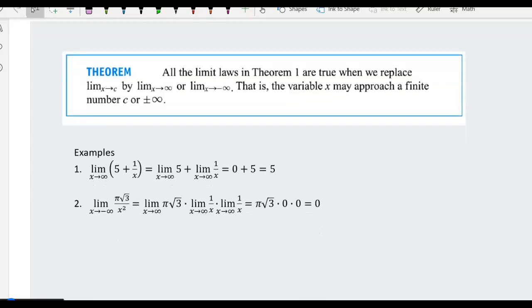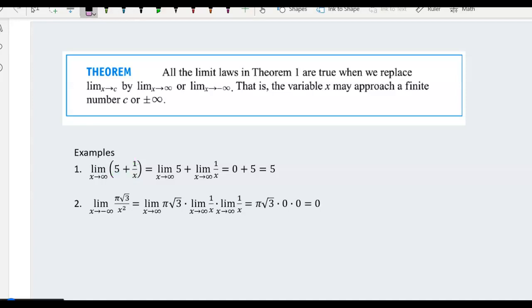In this first example, we're looking at the function 5 plus 1 over x. It's similar to the function we were just looking at, but that 5 is going to shift the graph up 5 units. The limit laws that we had before said that we can separate the function 5 and the function 1 over x into 2 separate limits. So you see that we do that.